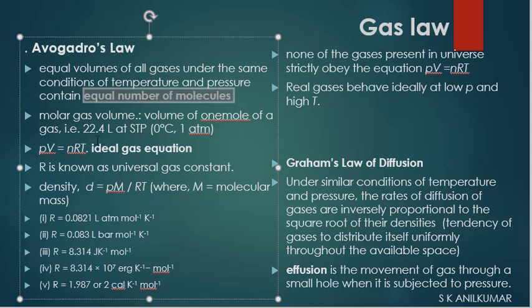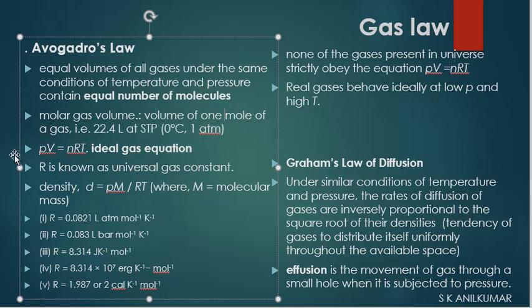What is molar volume? Volume of 1 mole is molar volume. PV equals nRT is the ideal gas equation. P is the pressure, V is the volume, n is the number of moles, R is the gas constant, T is the temperature. So in the ideal gas equation PV equals nRT, R is known as the universal gas constant.